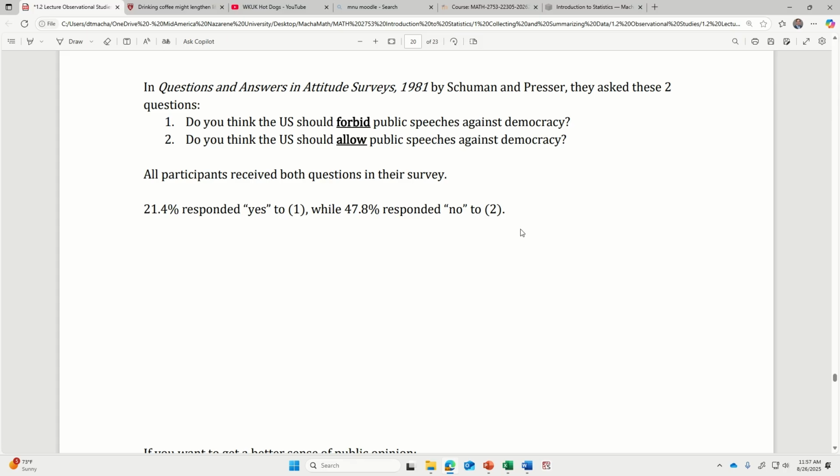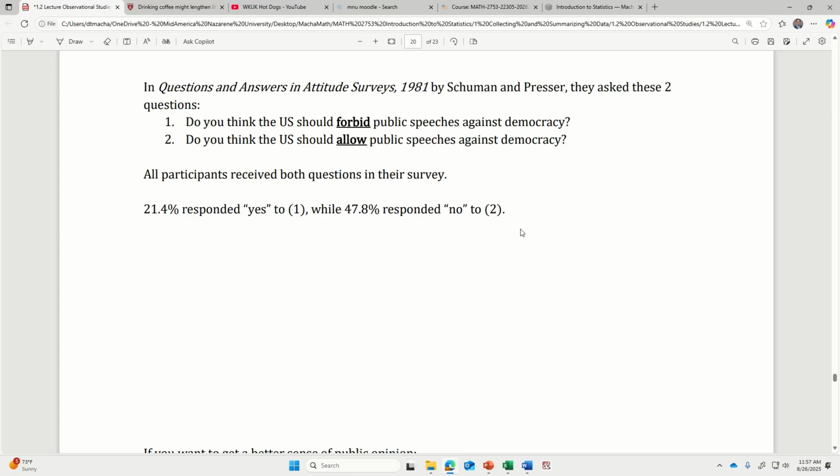As people are going through this survey, they were asked these two questions. Do you think the U.S. should forbid public speeches against democracy? And then also later in the survey, do you think the U.S. should allow public speeches against democracy? And even though the same exact participants got both questions, 21% responded yes to the first question, while 48% responded no to the second question.